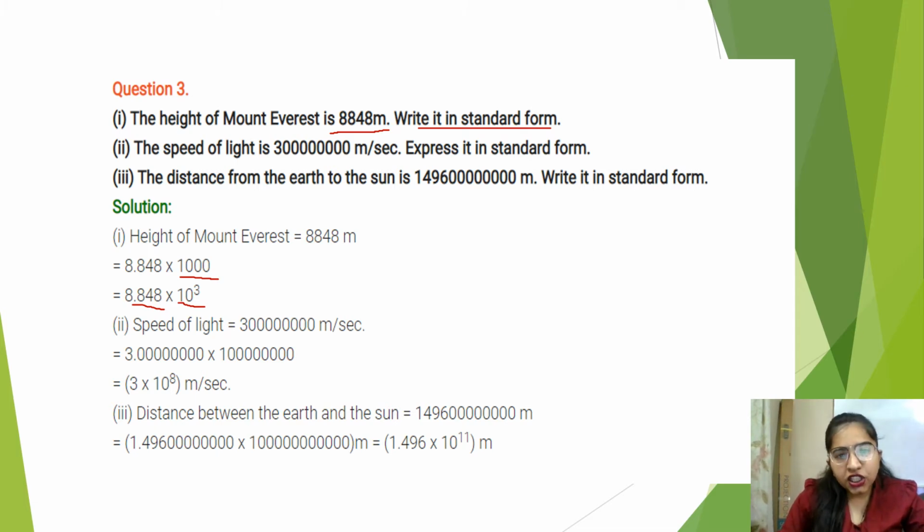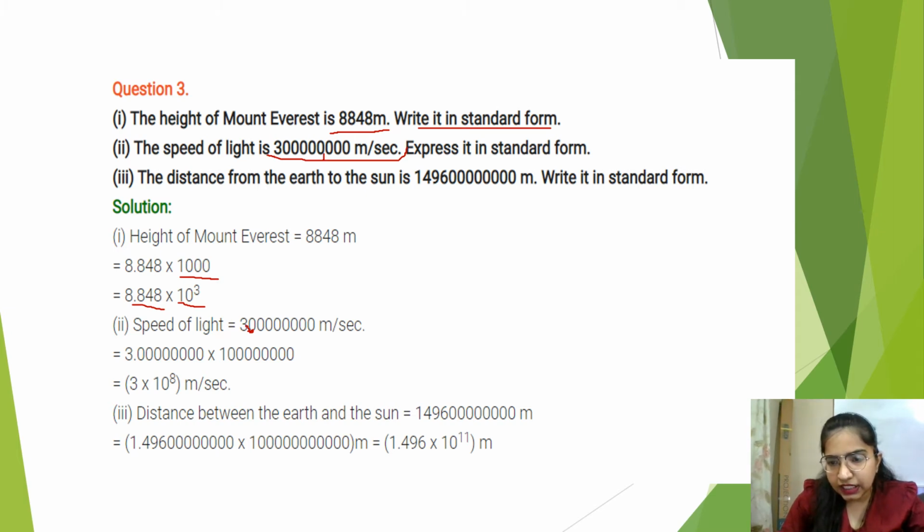So next is the speed of light. This is the speed of light, given to you. You can see. Express it in standard form. As you know very well, in standard form after one digit you have to put the point. So after one digit, I'm placing a point over here, right?